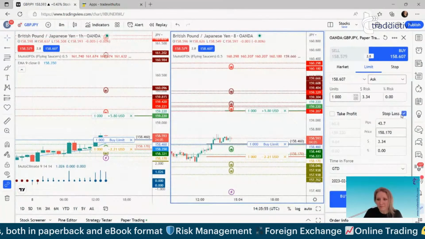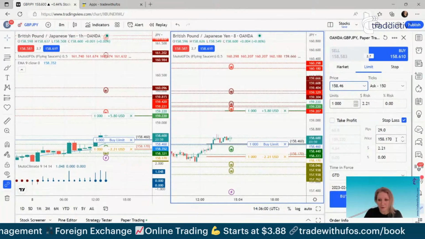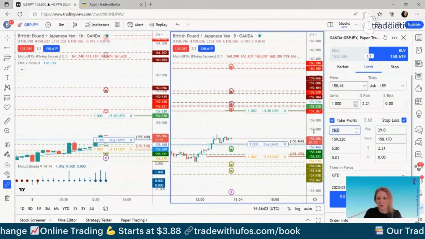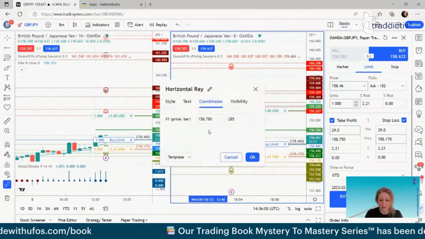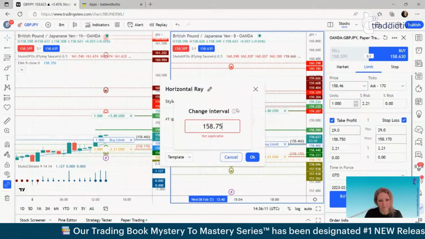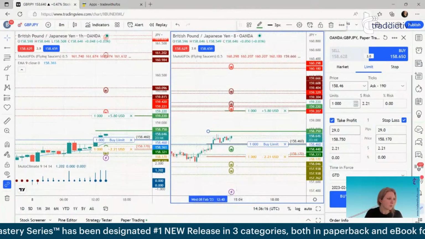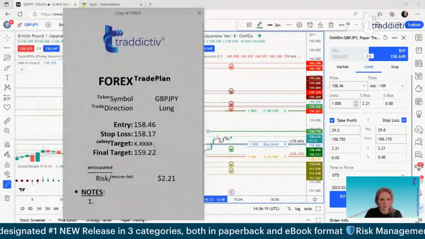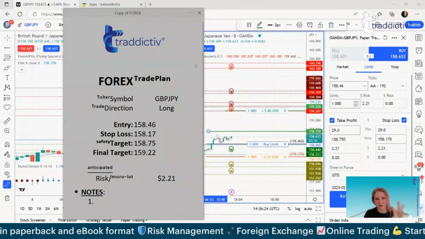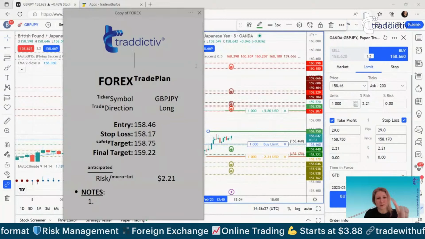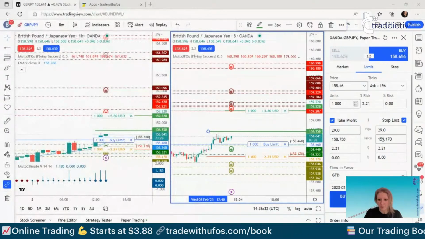Okay, so same entry, which is 158.46, same stop loss, which is 158.17. 29 pips is the risk, then 29 pips is the reward. And that takes us to 158.75. Brilliant. So let's fill that in here. 158.75. So this again is the snapshot of the trade that we're taking. And again, you might want to take a picture of that so you can have a look at it later. Okay, so both sides have gone in.